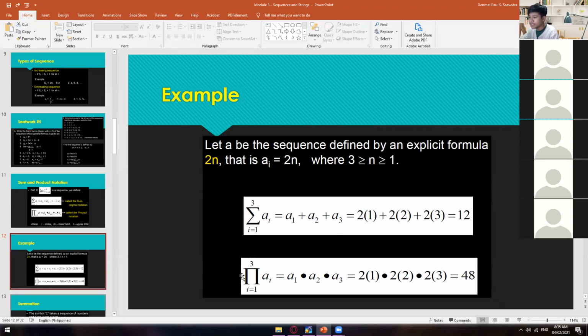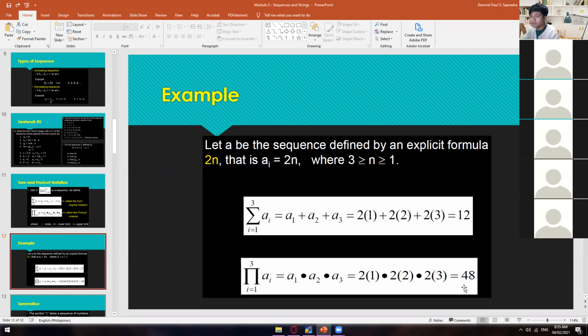And then for the product, or geometric, instead of addition, just make it into multiplication. So 2 times 1 times 2 times 2 times 2 times 3 is equal to 48.